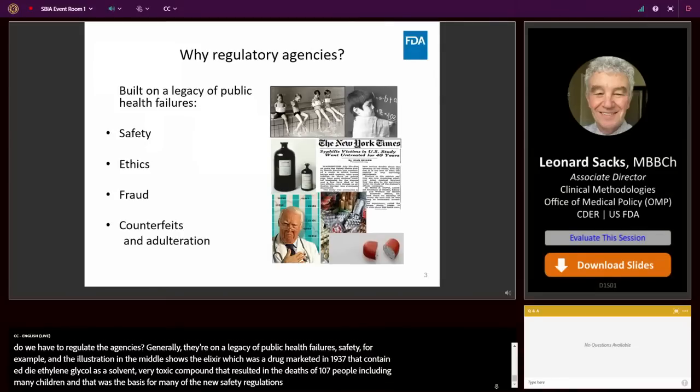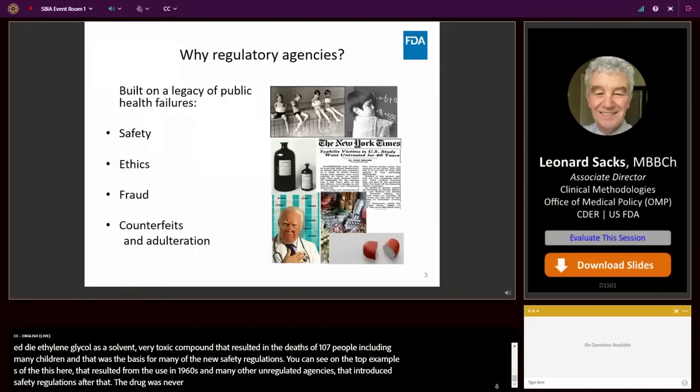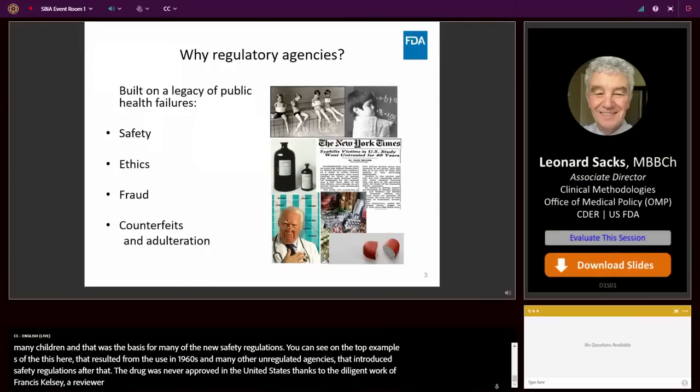You can see at the top examples of the phocomelia that resulted from thalidomide use in the 1960s, and many other regulatory agencies introduced safety regulations after that. The drug was never approved in the United States, thanks to the diligent work of Francis Kelsey, a reviewer in the FDA who prevented its approval.